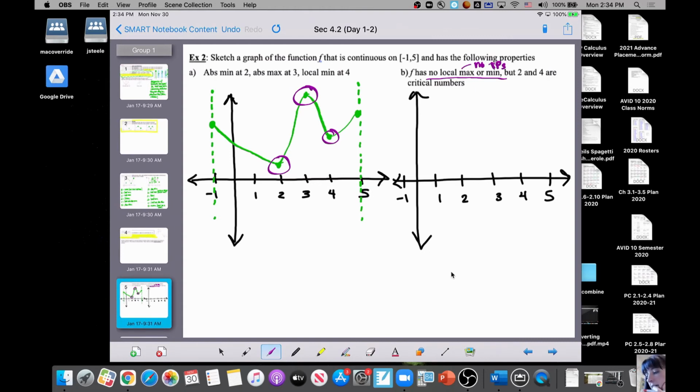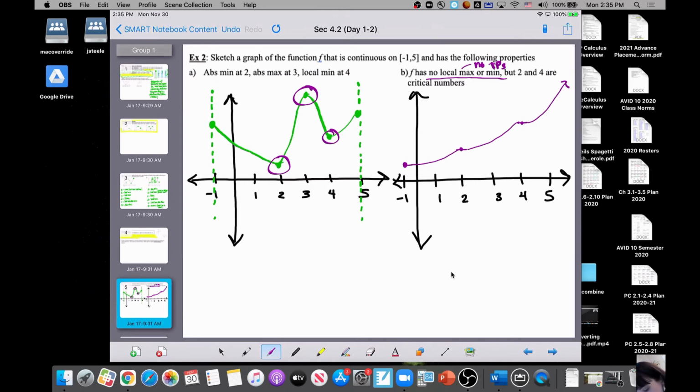So we have to be basically always increasing. So I'm just going to put a dot at 2, and I'm going to put a higher dot at 4. And I have to show that between -1 and 5, I'm always increasing, but yet I need like a leveling off spot at x equals 2 and x equals 4. So maybe my function starts down here and it's increasing and then it levels off and then it's increasing and then it levels off and then it's increasing.